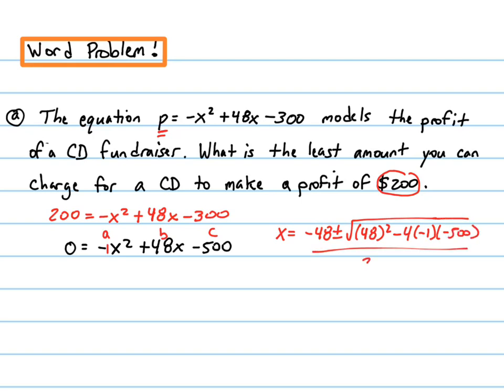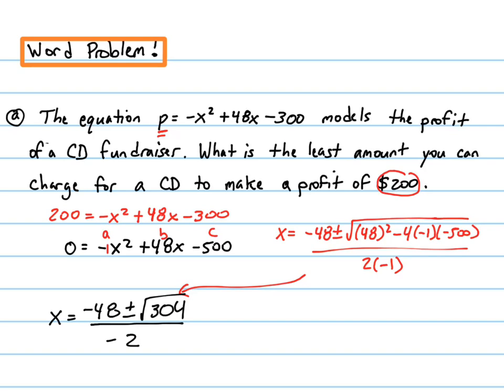Good thing we have calculators. All over 2 times negative 1. So now we're just going to go ahead and simplify this. And I'm going to move it over here. I'm running out of space. So I've got x equals negative 48 plus or minus the square root of 304 underneath the square root. And that's over negative 2.